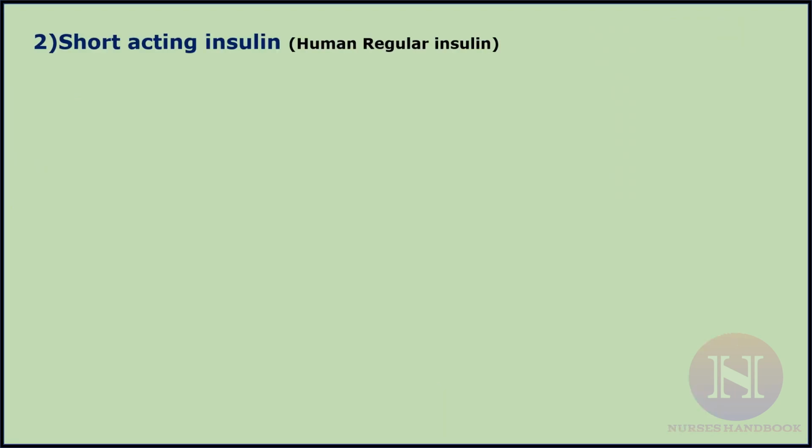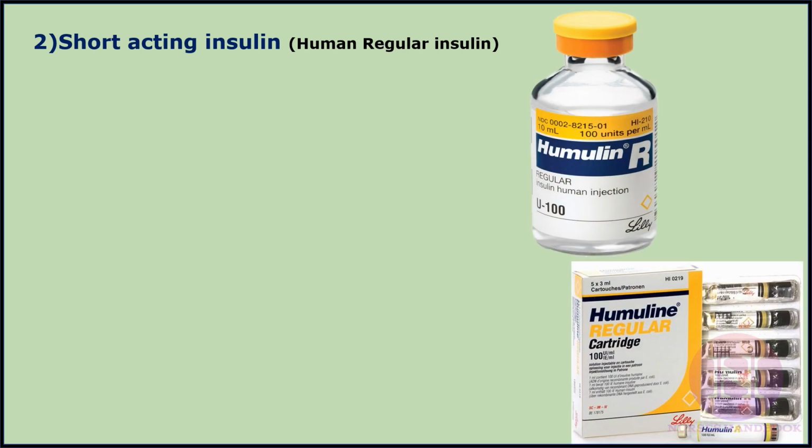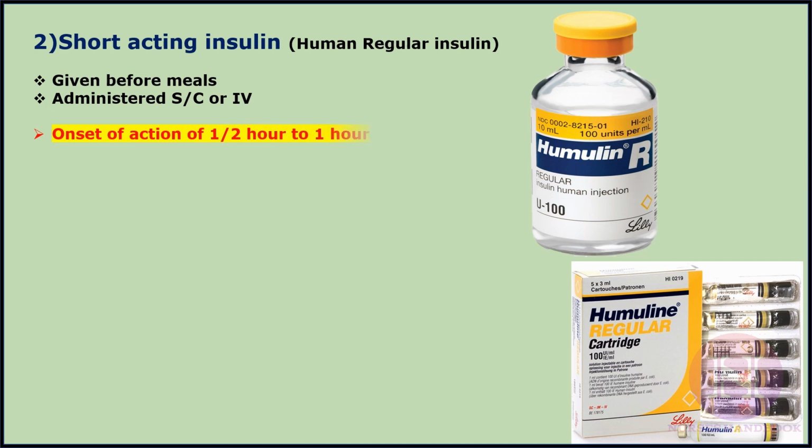Now let us see the second type of insulin, that is short acting insulin, and the example is human regular insulin. It also comes under the category of bolus insulins, as it can be administered subcutaneously and intravenously to reduce high blood sugar levels. It is also given before meals. Its action begins within 30 minutes to 1 hour, so it is not compulsory to give right before the meal, but it should be administered half an hour before.